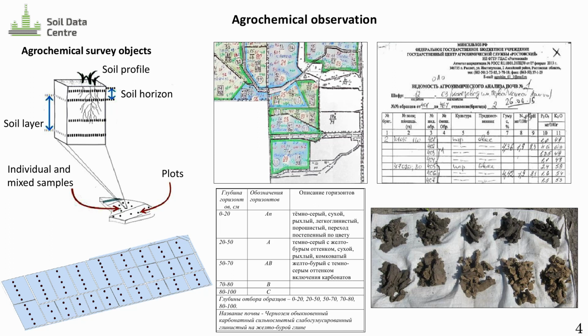The main objects of agrochemical observation in Russia are soil profile, soil horizon, plots, soil layer, individual and mixed samples. Examples of soil fertility monitoring results: legacy and actual agrochemical maps, agrochemical observation reports.